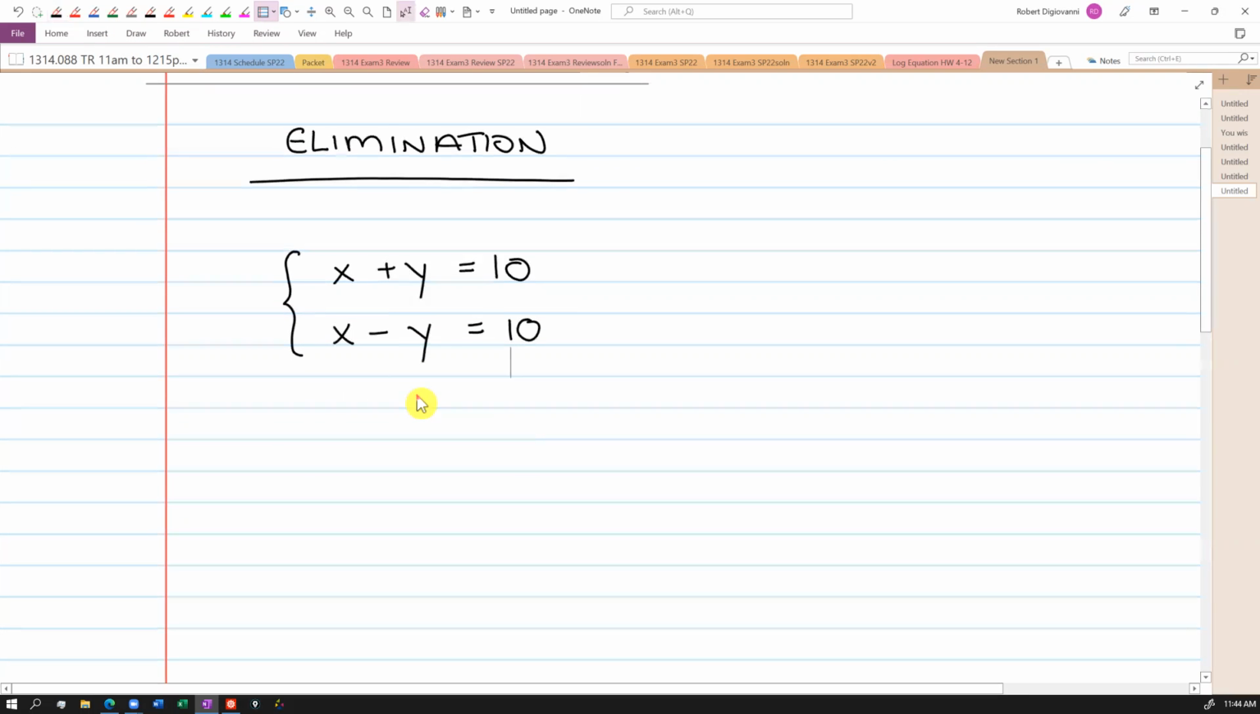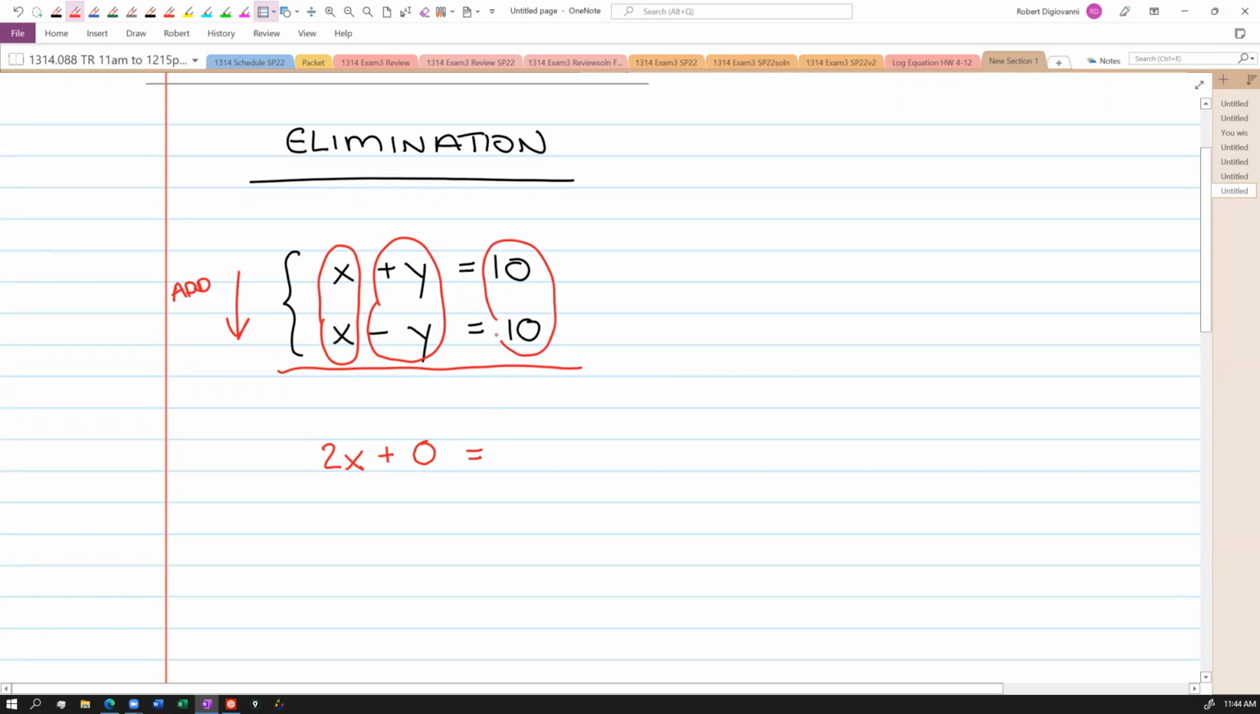If I add down, so what you're going to do is you're actually going to just add these down. Okay, so look at it this way. You're going to add these down, meaning you do the x plus the x, that's 2x, right? And then these two added down gives you plus nothing, right? Because y take away y would be gone. And then equals, and now you add these two down, and 10 plus 10 is 20. And so you don't need that 0 there. This is just saying 2x equals 20.